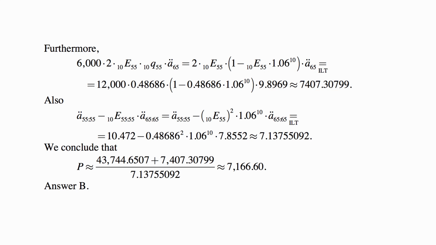And the premium has to be the sum of the two values of two annuities, the one payable if both are alive after 10 years and the other one payable if only one is alive, divided by the annuity factor for the premium, and that comes out to be 7,166.60, and that's answer B.